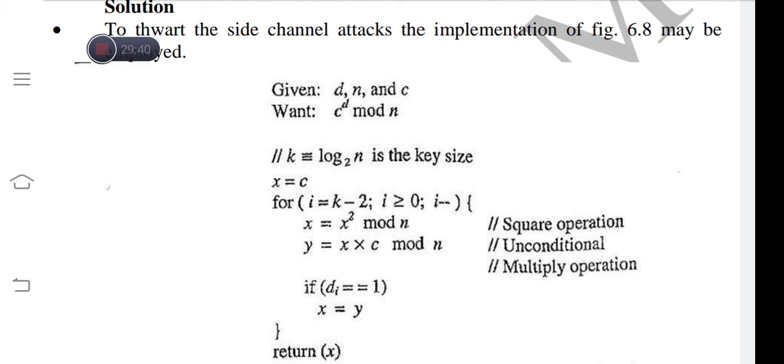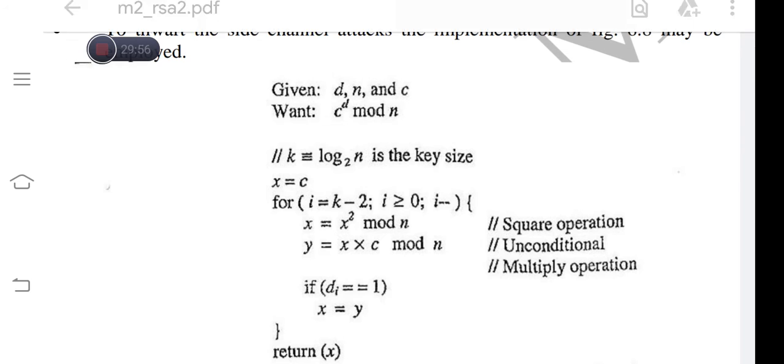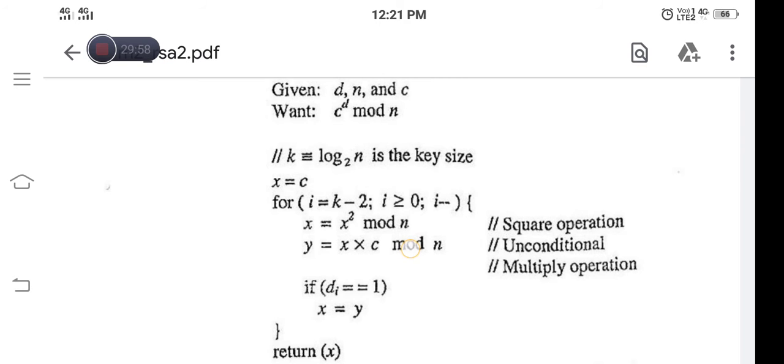The multiplication is done and it is assigned to the variable y within the for loop. Afterwards, if di is equal to 1, x is equal to y is assigned. Here just the assignment of the y value to x is done based on di equal to 1, but there is no condition for the multiplication. It is executed in each iteration of the for loop.